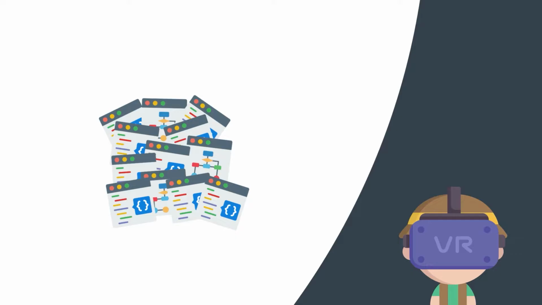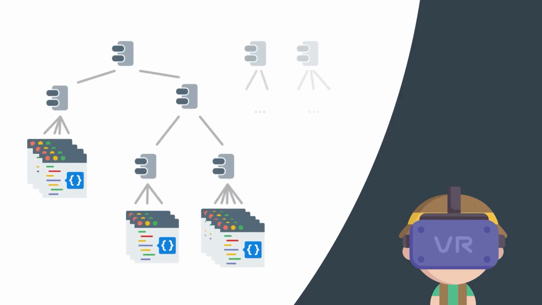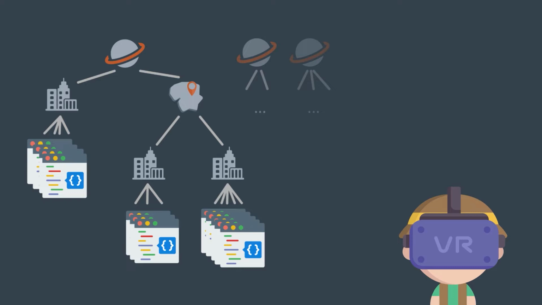ISA then groups together clusters of related and interconnected Java classes. On the highest level, these clusters are visualized as planets. Planets have continents, and on those continents there are cities with buildings.